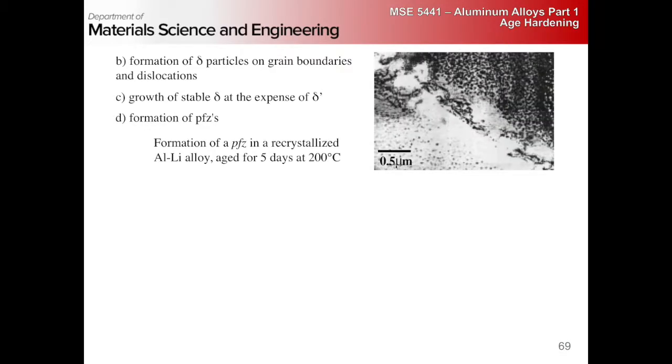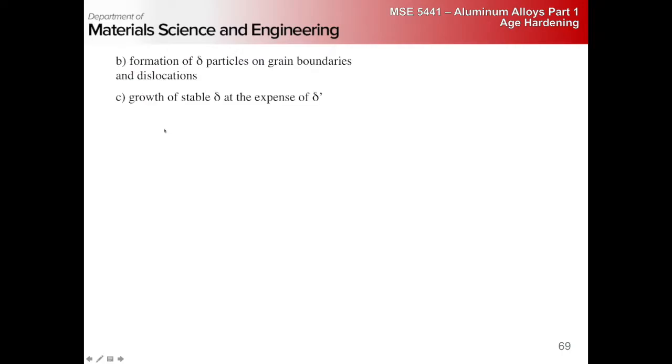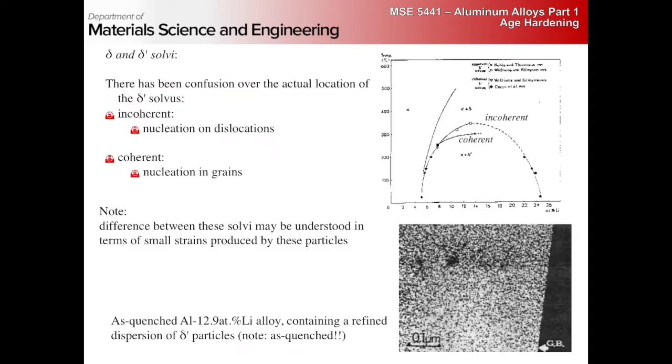We can also grow delta particles on the grain boundaries and dislocations. Right, on aging, we'll also grow stable delta at the expense of the delta prime dispersion, and of course, we end up with the formation of precipitate free zones.